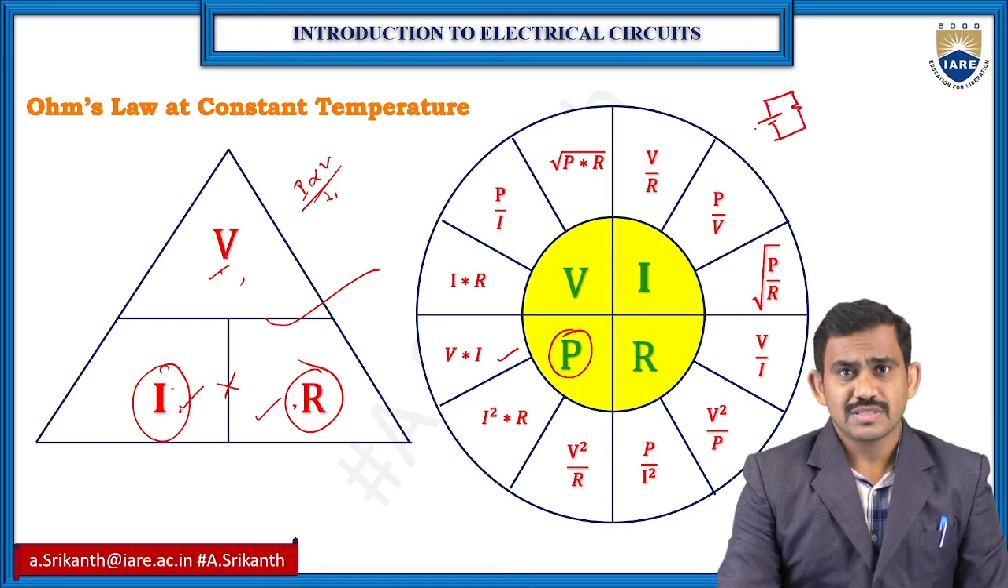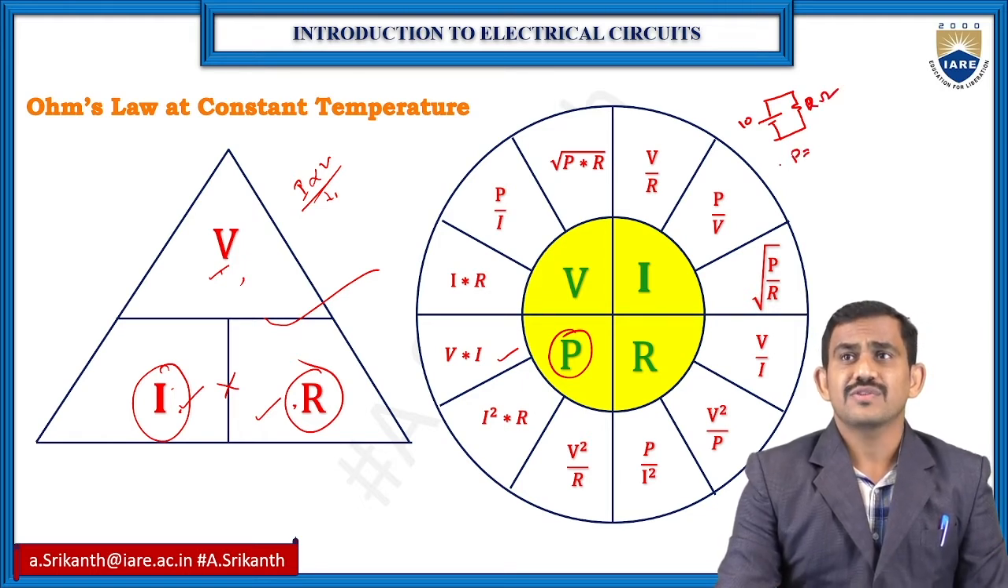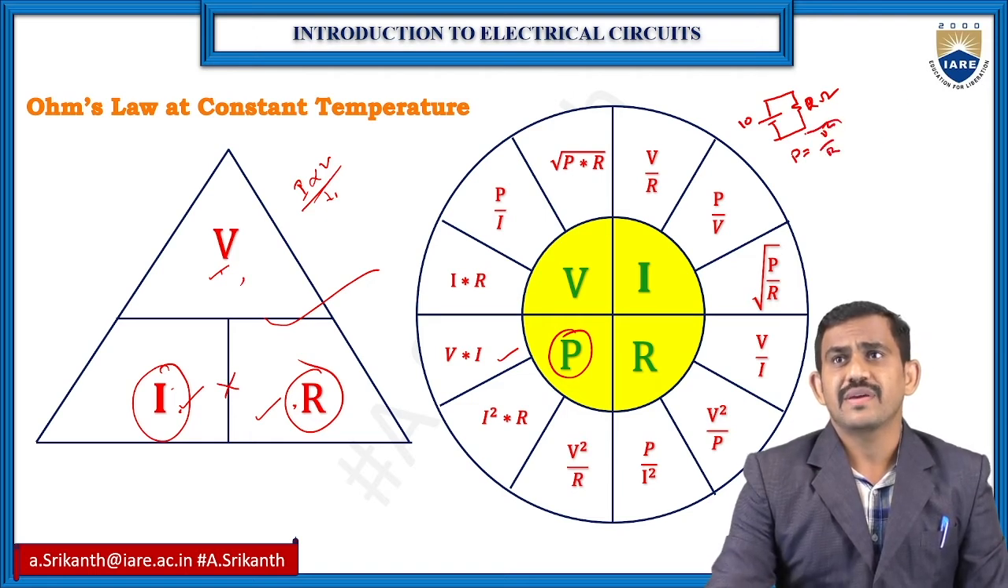Suppose in an exam I have one voltage source and one resistor. V is 10 volts and R is 2 ohms. Then find out the P value. For that we can find directly: V square by R will give the P value.